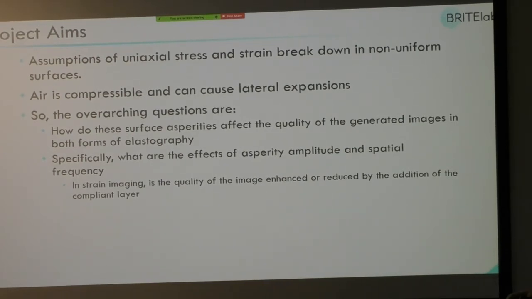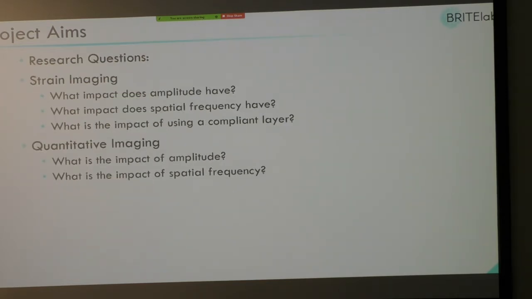So the overarching question: how do these surface asperities affect the quality of the images generated in both strain imaging and quantitative elastography? I take a systematic approach and look at both amplitude and spatial frequency across a range, and then we'll see how that affects the quality.